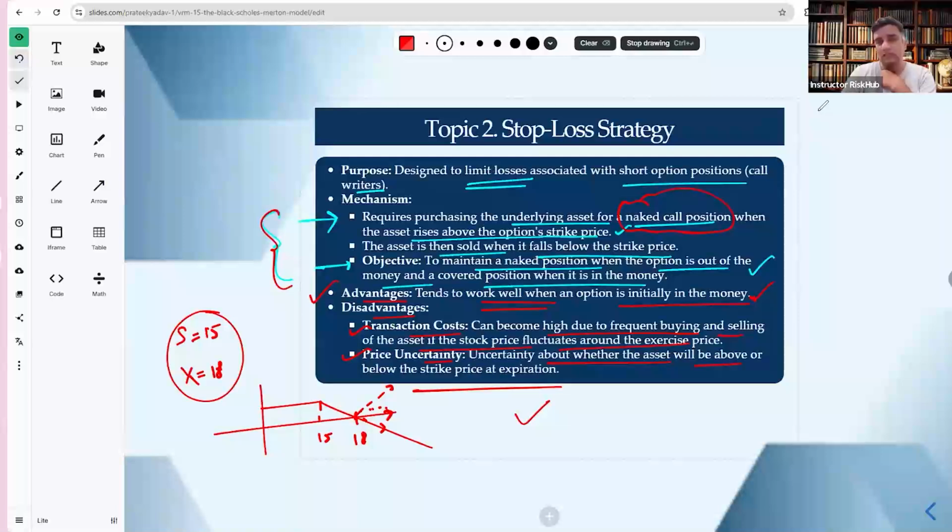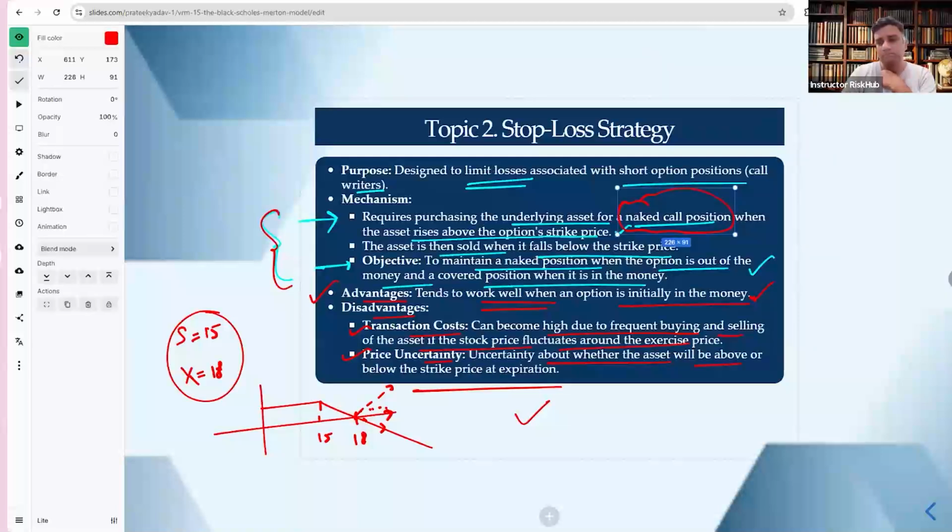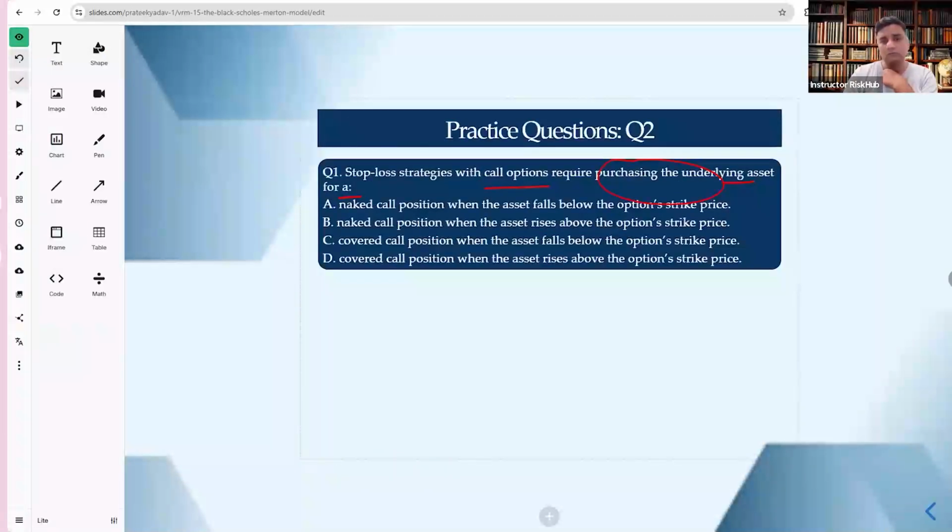When it crosses the strike price. So it's not difficult at all, guys. The only thing is, if you don't understand derivatives, you don't understand trading strategy, then it is difficult. Fine.